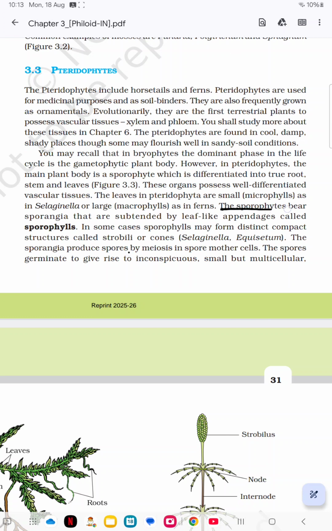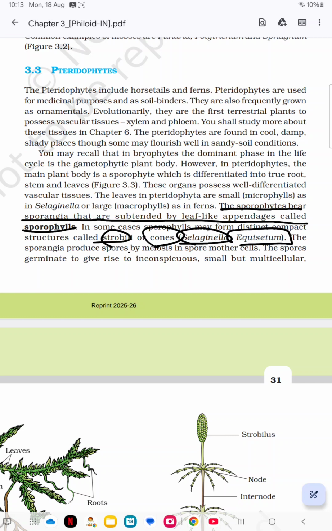The sporophyte bears the sporangia, and the leaf-like appendages that bear them are called sporophylls. In some cases, sporophylls may form distinct compact structures called strobili or cones, as in Selaginella and Equisetum. The sporangia contain spores formed by meiosis. A spore gives rise to an inconspicuous, small but multicellular gametophyte. Reduction division is nothing but meiosis, in which the cell divides and forms four haploid cells.